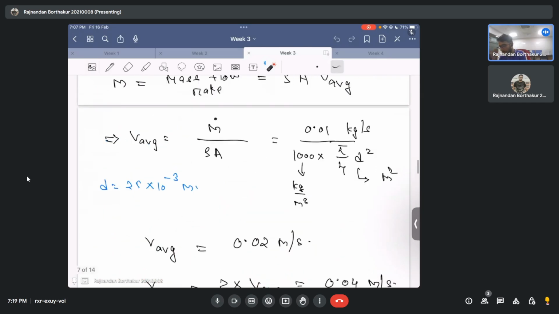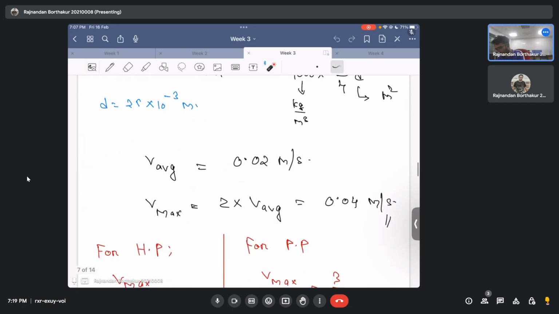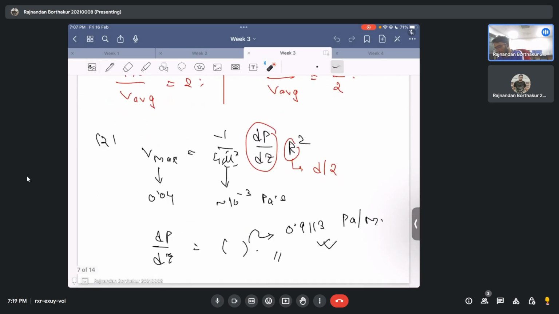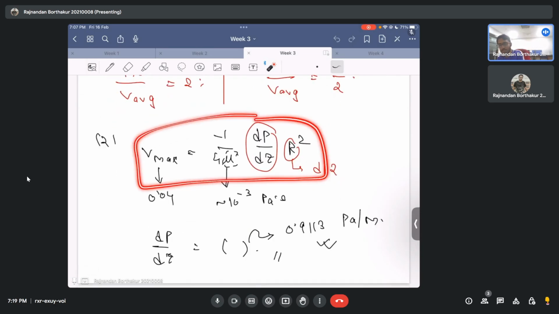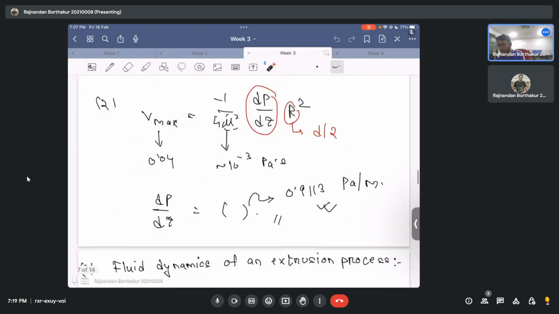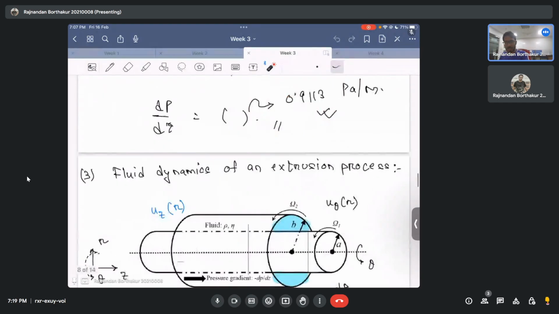The V average, as you can see, is calculated from the mass flow rate because it was known to us and the cross-sectional area was provided to us. And once V average is known, using the expression for Vmax, and once Vmax is also known from V average, we found out the unknown pressure gradient that was essentially driving the flow. So this was the idea of the second problem.